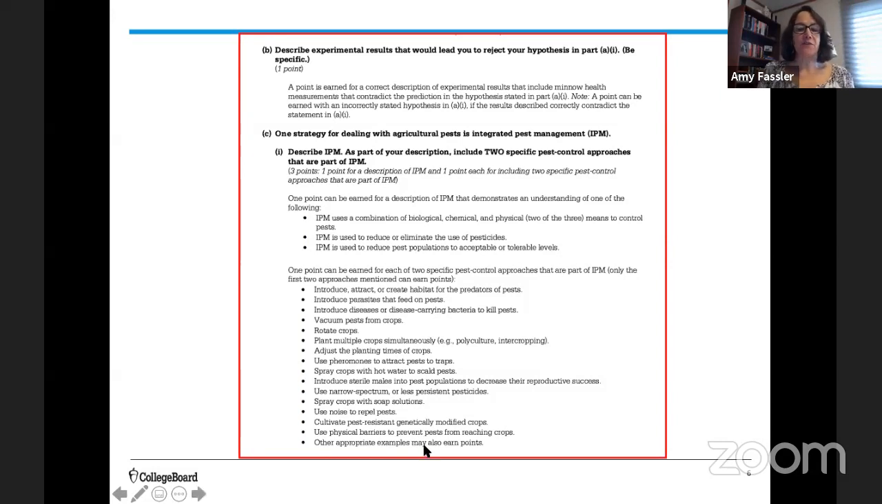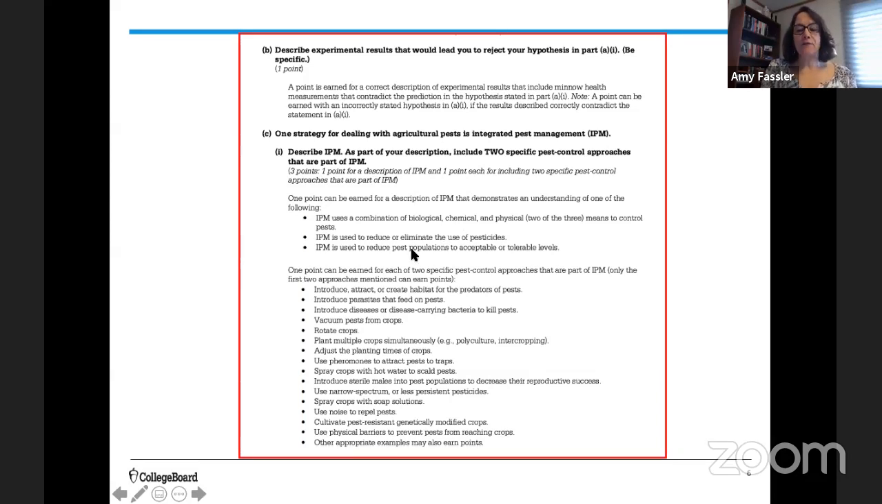Letter C, one strategy for dealing with agricultural pests is integrated pest management, or IPM. For 3 points, you had to describe IPM, and as part of that description, give 2 specific pest approaches that are part of that integrated strategy. So for the first point, it was sort of a definition of a characteristic of IPM.